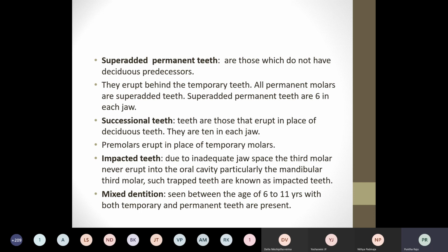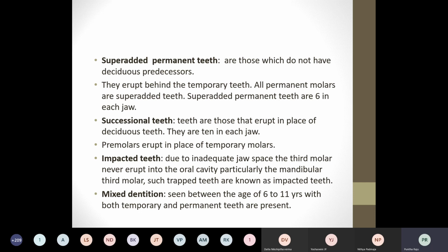There are 10 in each jaw. These are nothing but the central incisor, the lateral incisor, the canine, premolar 1 and premolar 2. So there are 5 on one side and 10 in each jaw, and in total you have 20 successional teeth. Premolars erupt in place of temporary molars.